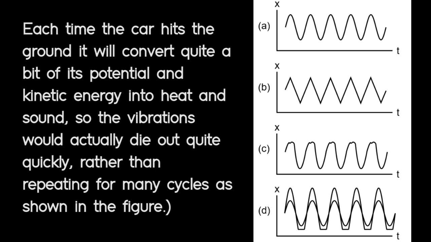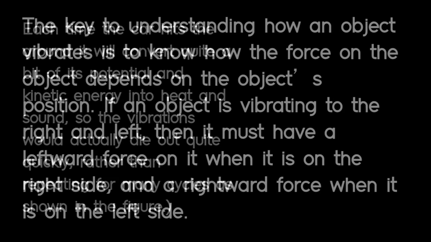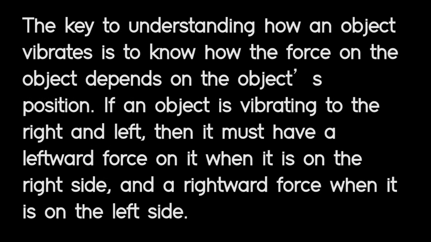Each time the car hits the ground, it will convert quite a bit of its potential and kinetic energy into heat and sound. So the vibrations would actually die out quite quickly, rather than repeating for many cycles as shown in the figure. The key to understanding how an object vibrates is to know how the force on the object depends on the object's position.